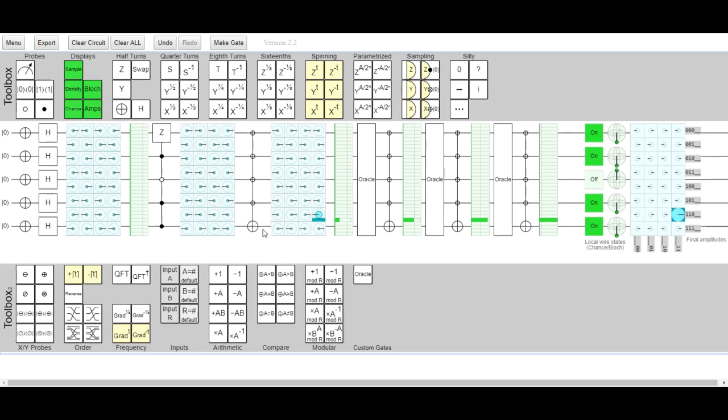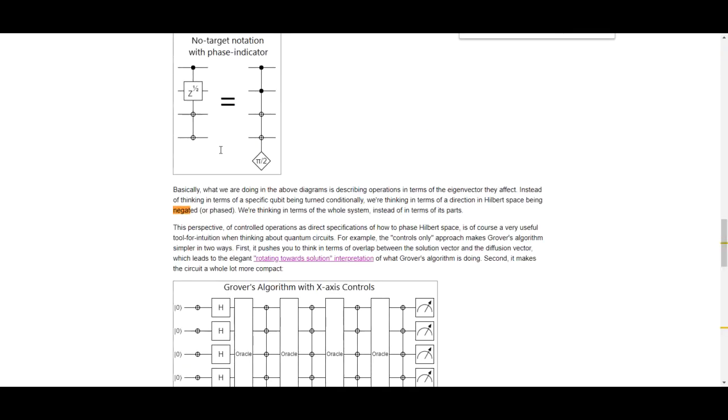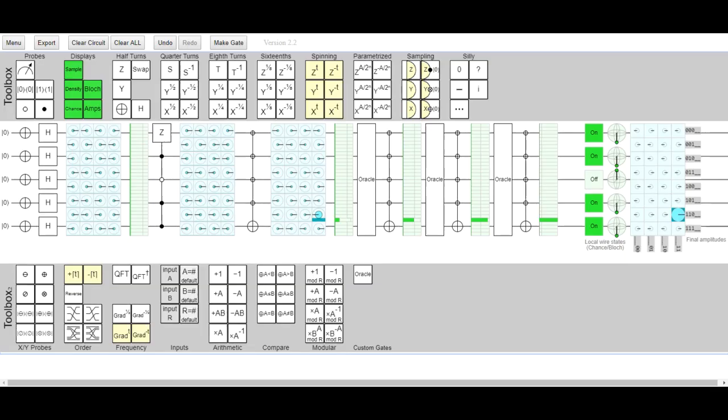And so when we make a... how to read that? So you're reading that as negating the x-axis. That's the way Craig puts it, right? Here, it's like the Hilbert space being negated or phased. Instead of thinking in terms of a specific qubit being turned conditionally, we're thinking in terms of a direction in Hilbert space being negated. So that's the x-axis being negated.